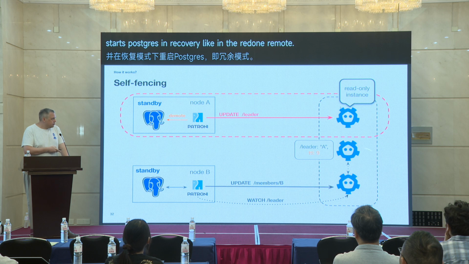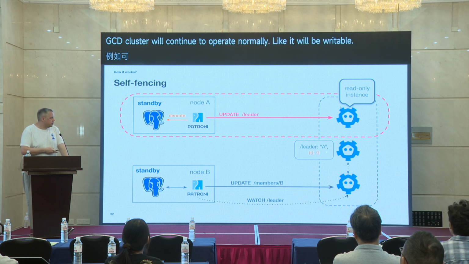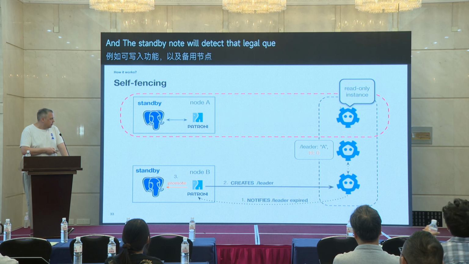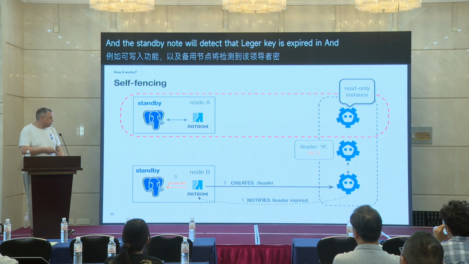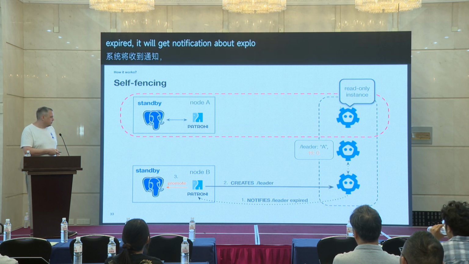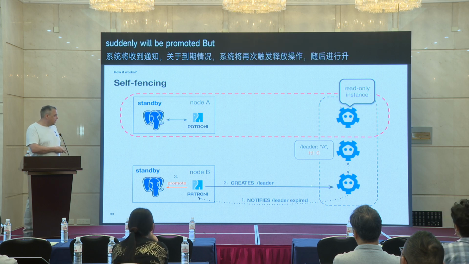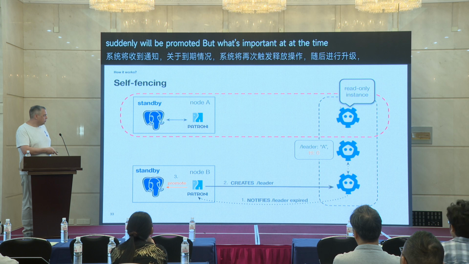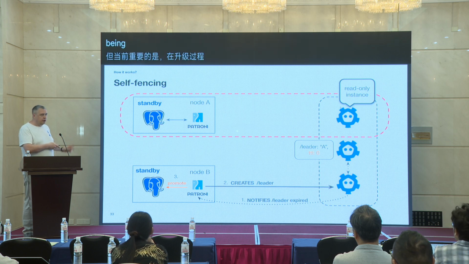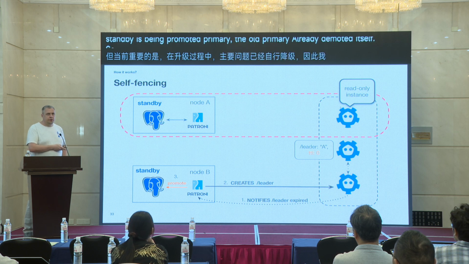But the rest of the nodes in the etcd cluster will continue to operate normally. It will be writable. And the standby node will detect that the leader key is expiring, and when it is expired, it will get a notification about expiration. It will again trigger a leader race, and a standby will be promoted. But what's important is that at the moment when the standby is being promoted, the old primary has already demoted itself. So we don't have a split brain situation.